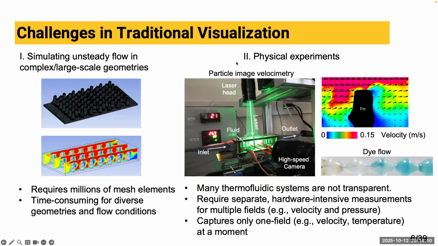So each system may cost as much as like 100,000 US dollars. So if you want to measure multiple field information, it means that you need multiple instruments. So it is going to be a very expensive setup that not many laboratories own at this time. So the visualization is normally limited to one field information.